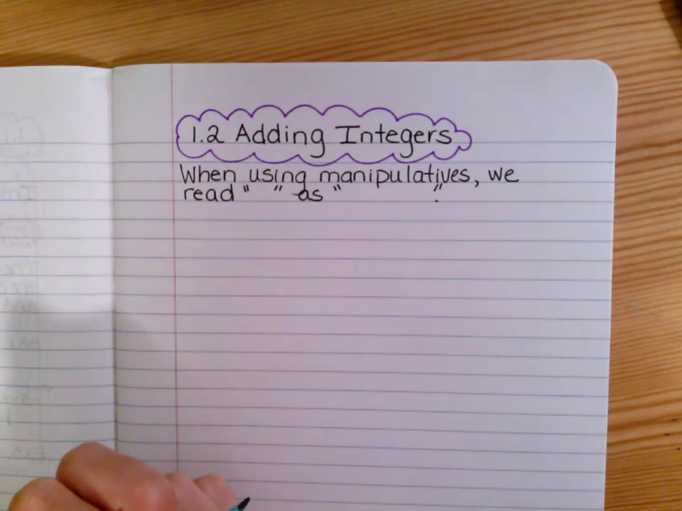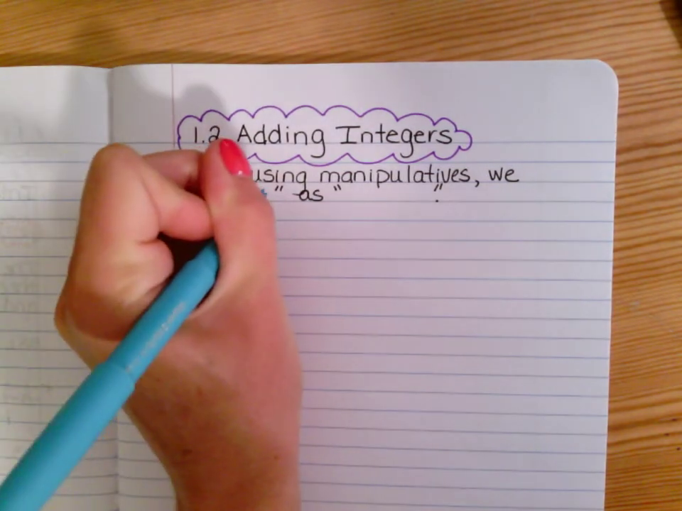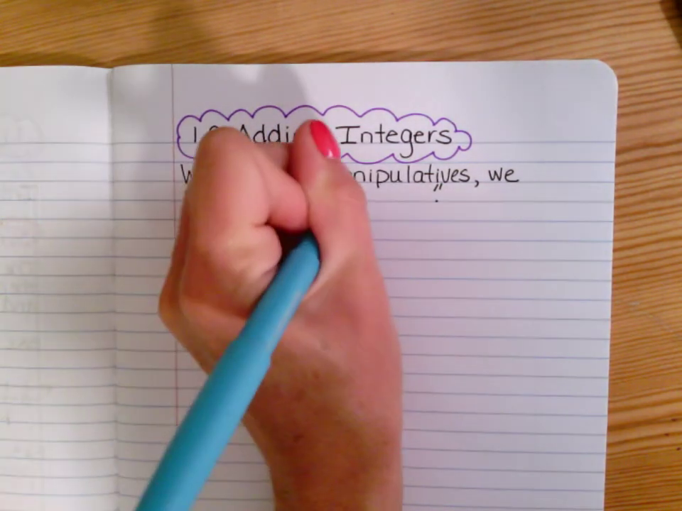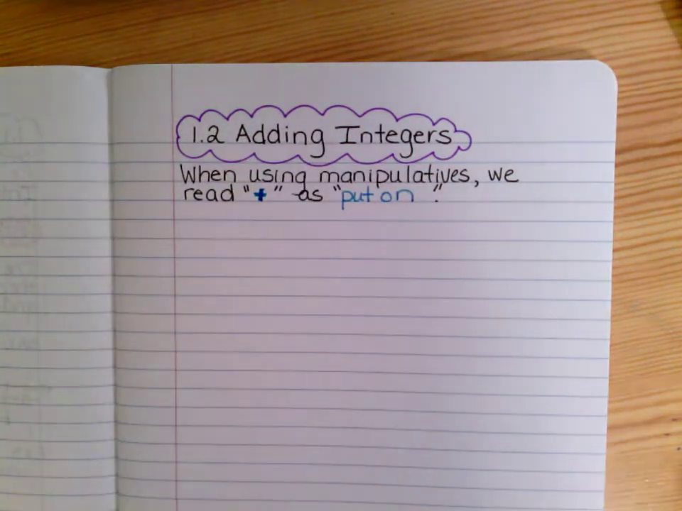So when we use manipulatives, whenever we see a plus sign, we read that as put on. So that means we're going to put a piece on to our mat or wherever we're putting our manipulative. So whenever we see plus, we think, okay, we're going to put something on.